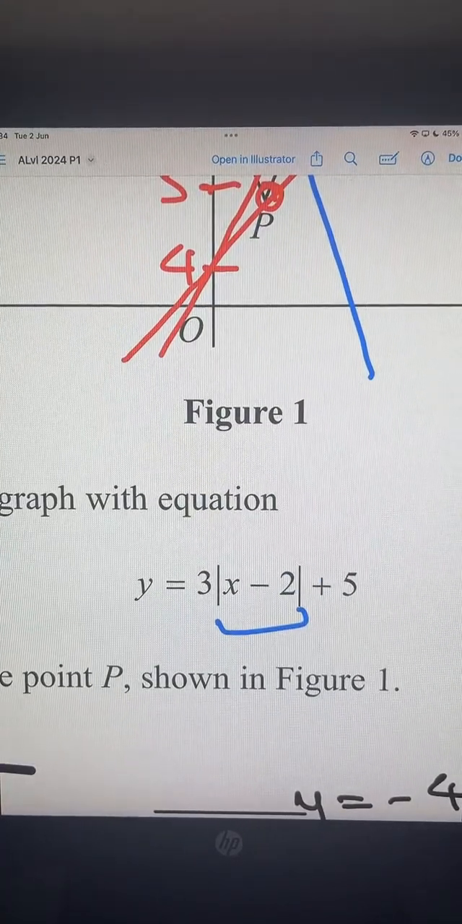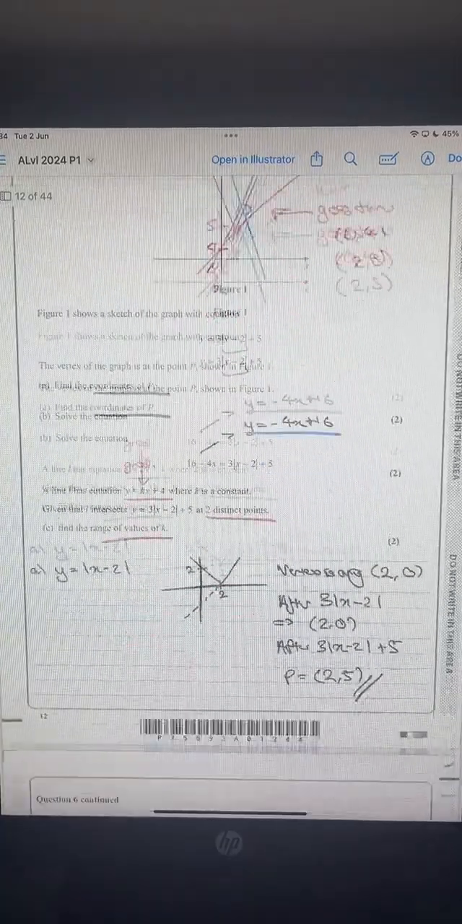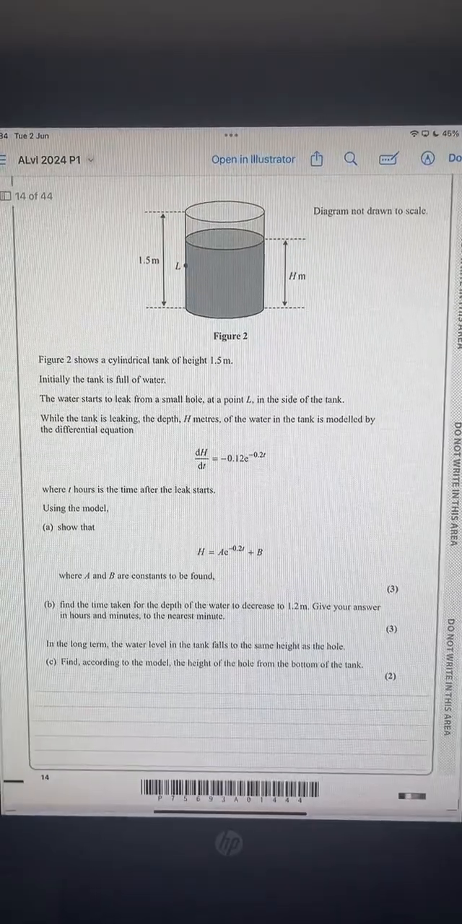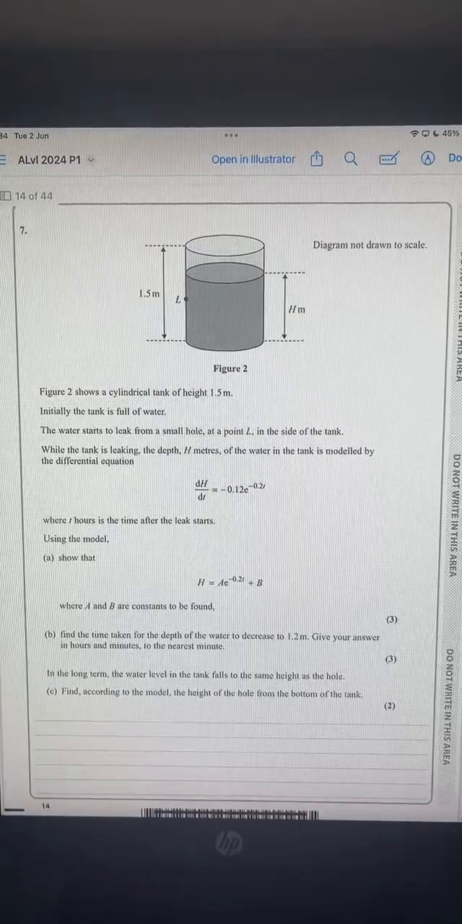So 3x minus 6 plus 5, that's your equation there. Okay, nice. That is question 6. We're already almost halfway through the paper. I mean, they get longer now, but this is question 7.